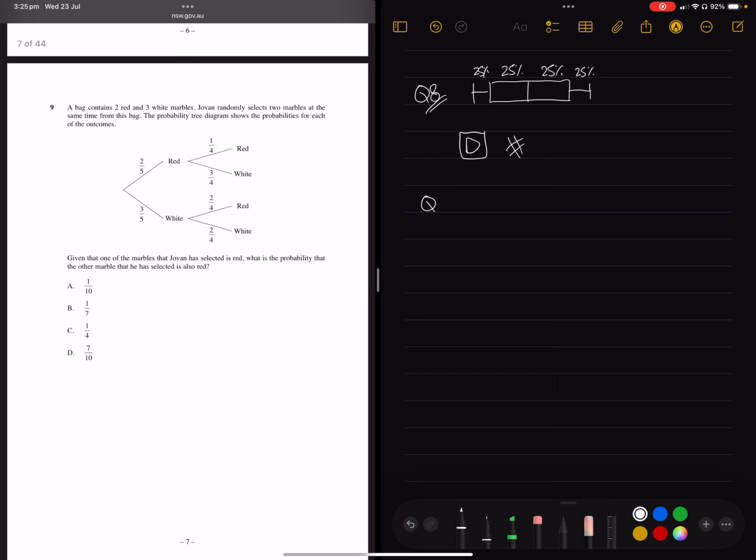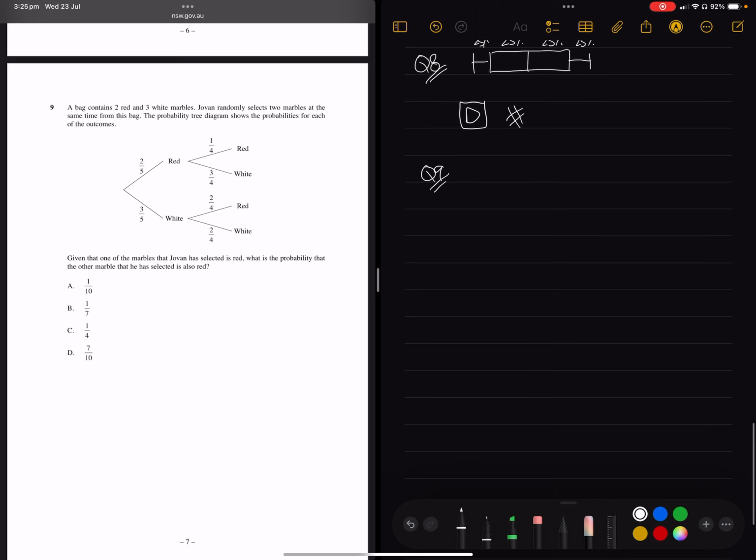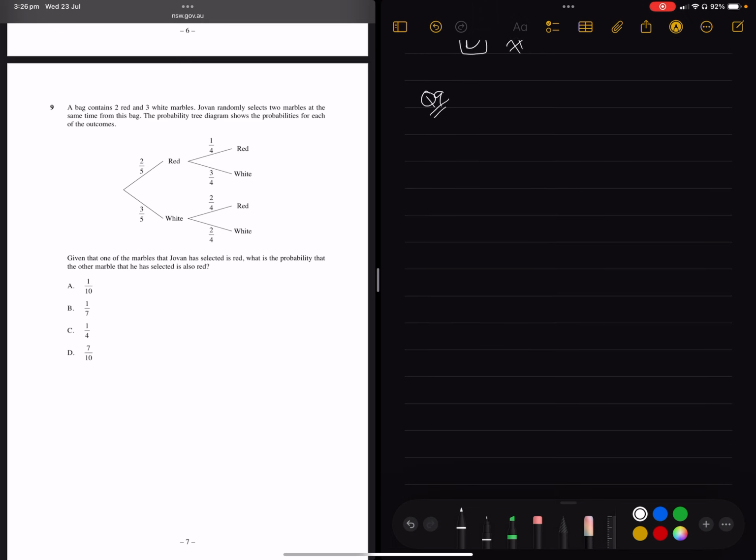Now, many people have said in this test paper that question 10 is the hardest one from multiple choice, which is usually the case. This one is as well. Question 9's wording is really weird, so we're going to be a little careful. It's very easy to read this question as something else. A bag contains 2 red and 3 white marbles. Joven selects 2 marbles, and then you're given a probability tree. Given that one of the marbles is red, what's the probability the other is also red?